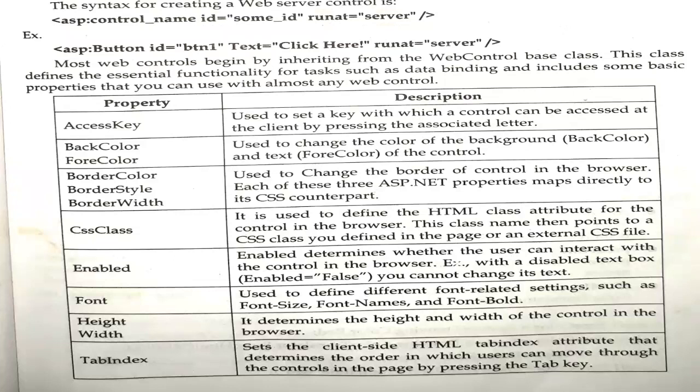Then we are having tab index. Tab index means once we click on the tab button which is present on the keyboard. So if suppose we are having the sequence as first a text box, then a button, then a label.